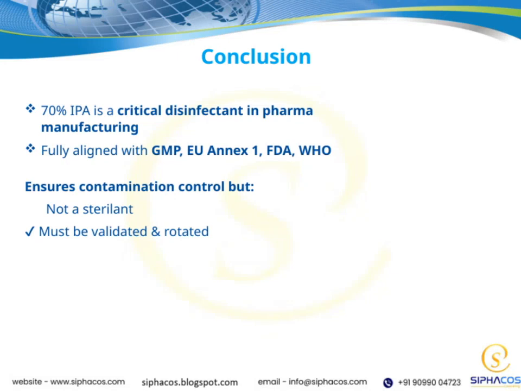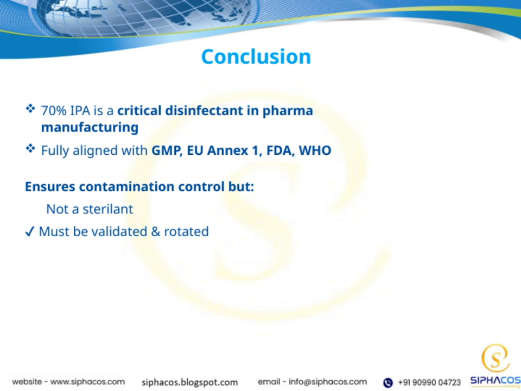Let's wrap up with some key takeaways. First, 70% IPA remains a critical disinfectant in pharmaceutical manufacturing. It's widely used because it effectively reduces microbial contamination when applied correctly. Importantly, this aligns fully with industry standards and regulations, including GMP, EU Annex 1, FDA, and WHO guidelines, ensuring we meet all necessary compliance requirements.